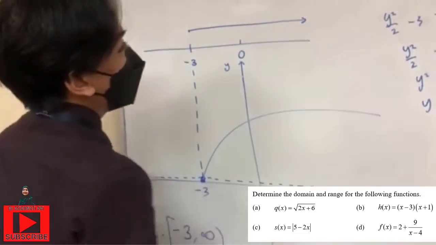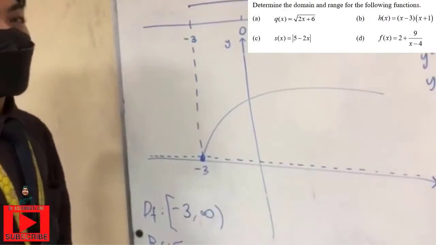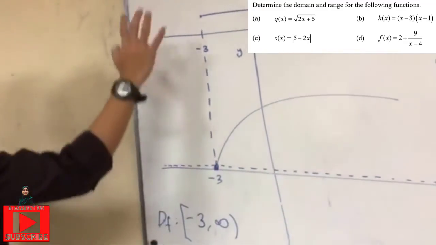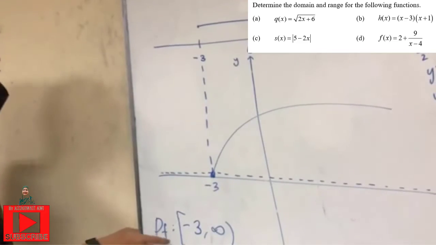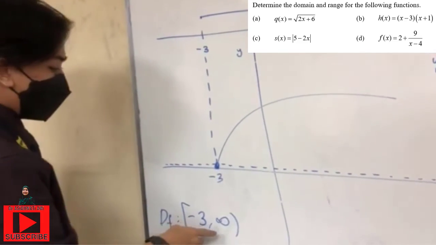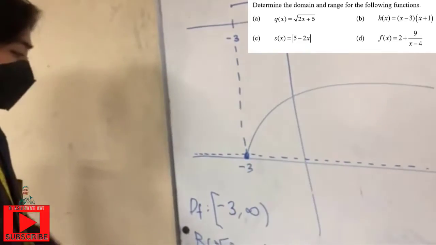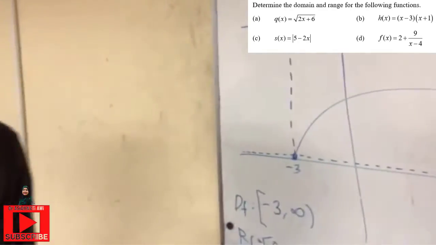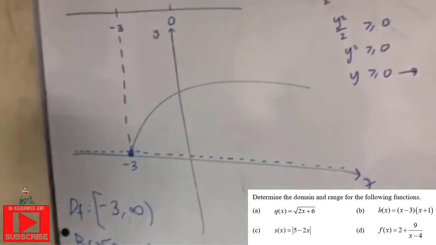Negative curve ke belah kanan. So dia punya domain untuk ni sama dengan -3 included dengan infinity. Dia punya range pula 0 included dengan infinity. Okay. For the graph, tapi nak calculate macam mana?